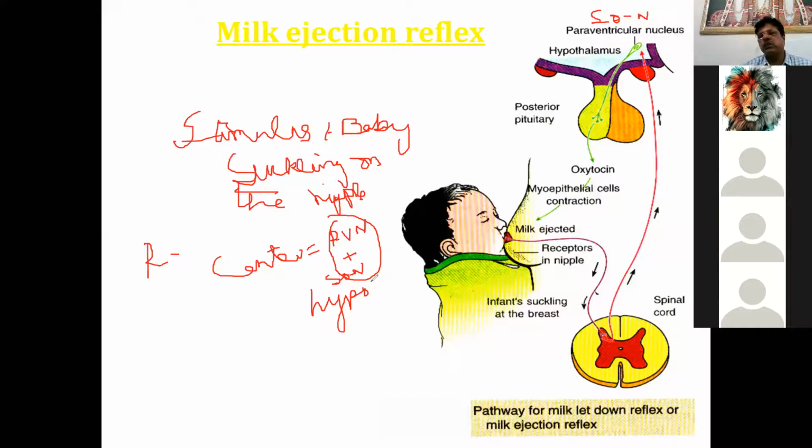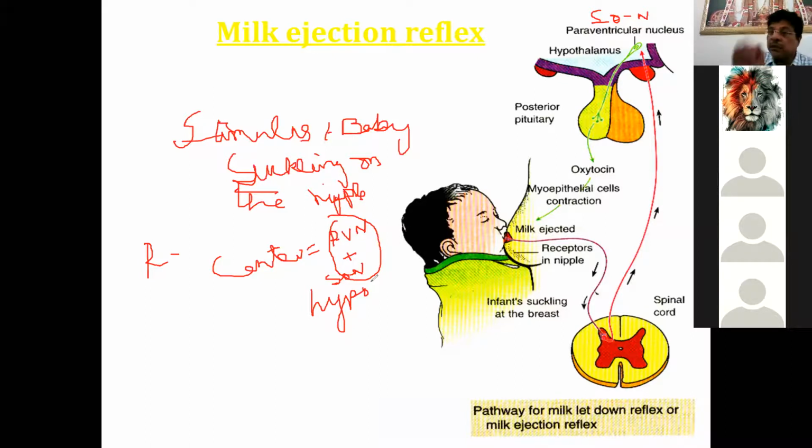which project to neurons. These magnocellular neurons from here project to the posterior pituitary. So electrical activity is initiated in these magnocellular neurons, which causes the release of oxytocin into the bloodstream.